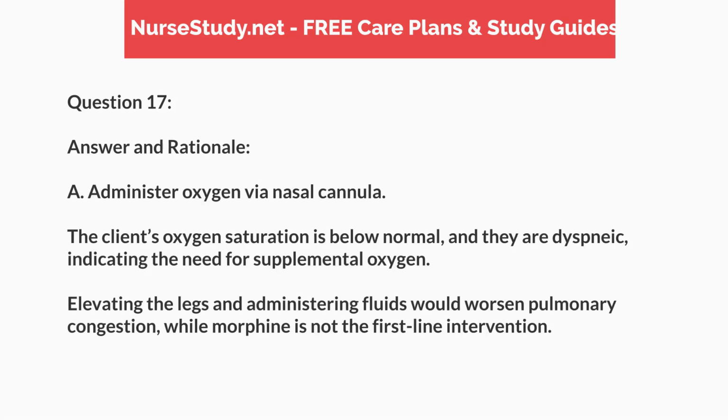Answer and rationale. A. Administer oxygen via nasal cannula. The client's oxygen saturation is below normal, and they are dyspneic, indicating the need for supplemental oxygen. Elevating the legs and administering fluids would worsen pulmonary congestion, while morphine is not the first-line intervention.